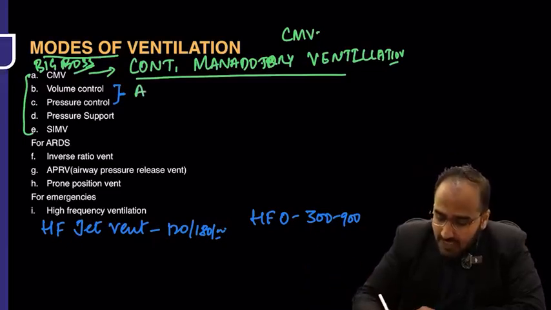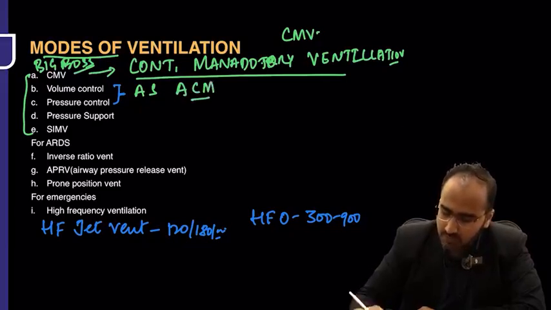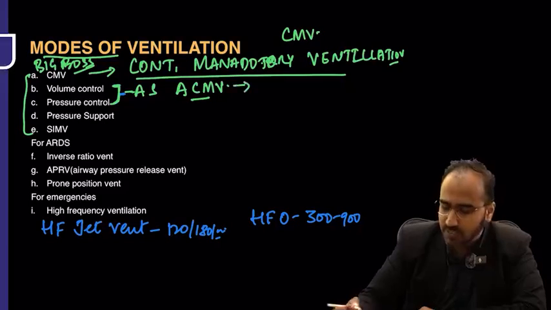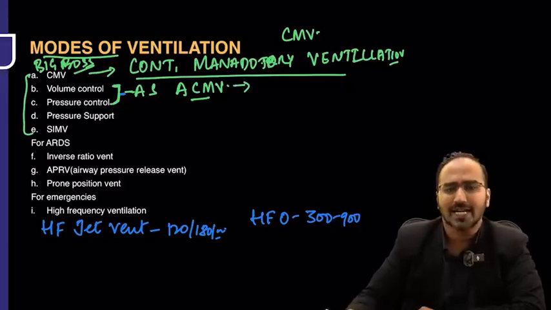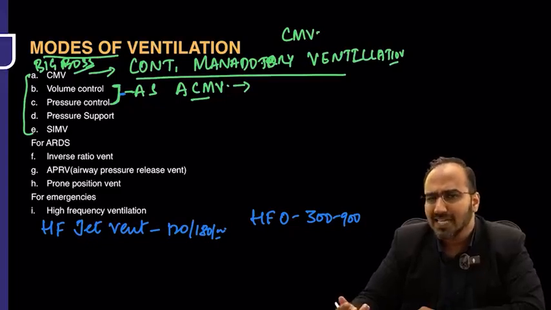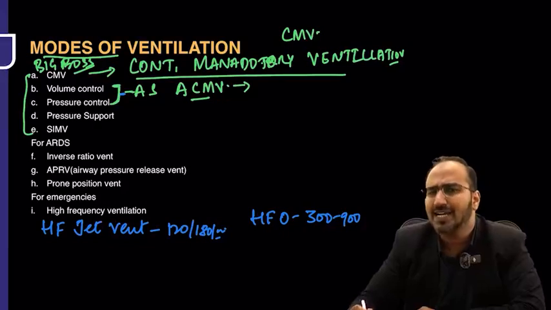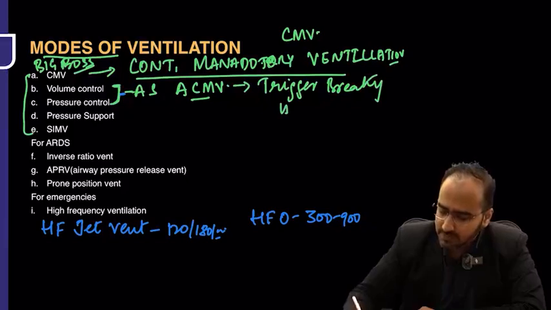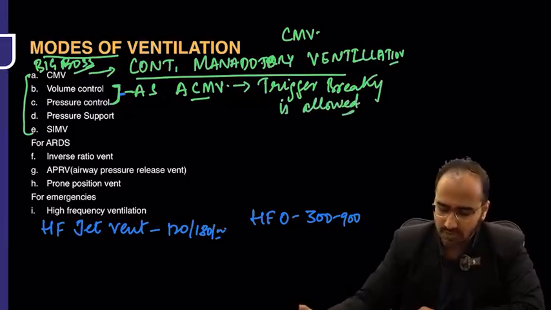Then there is assist control mode, ACMV, the assist control mode of ventilation. In this mode, we have volume control and pressure control. Remember guys, here you are still sedating the patient, but the sedation is a bit decreased. You are moderately sedating the patient. Why? Because here the patient's triggered breathing is allowed.